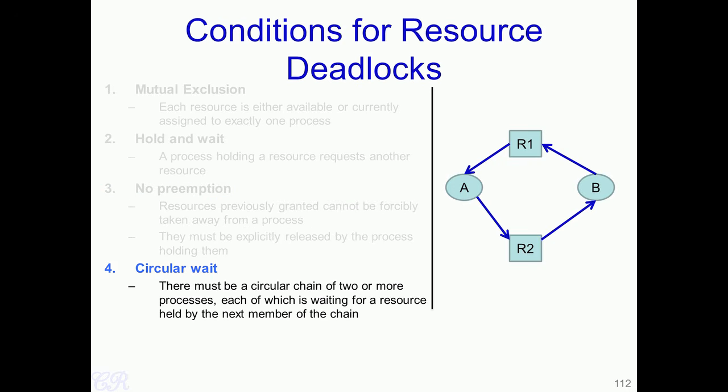So, a fourth requirement is the circular wait. What this means is that there is a circular chain of 2 or more processes, each of which is waiting for a resource held by the next member of the chain. So, we see over here that we have a circular chain and there is a wait over here because process A is waiting for process B to release resource R2, and process B is in turn waiting for process A to release the resource R1. So, we have a circular wait condition over here.